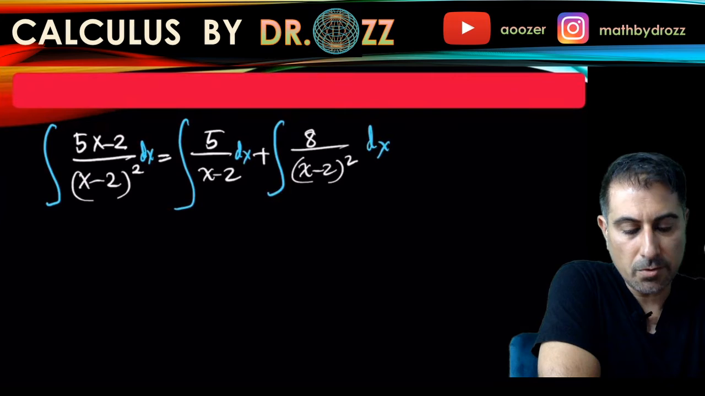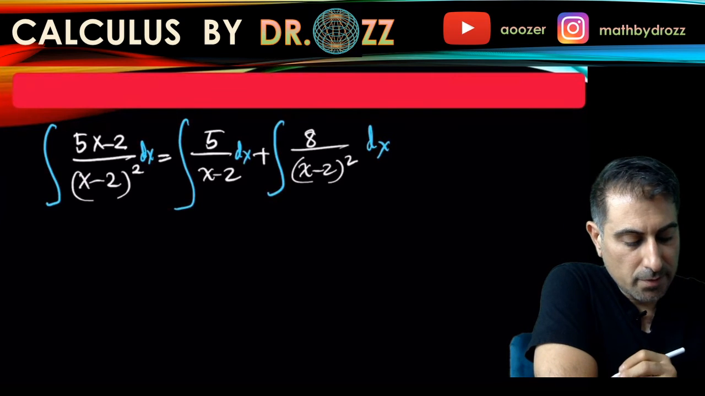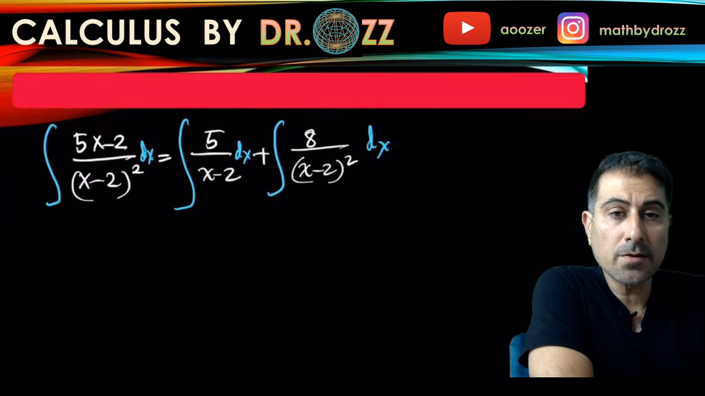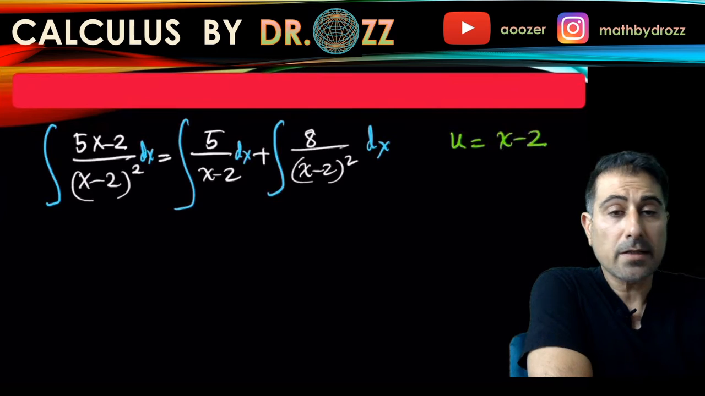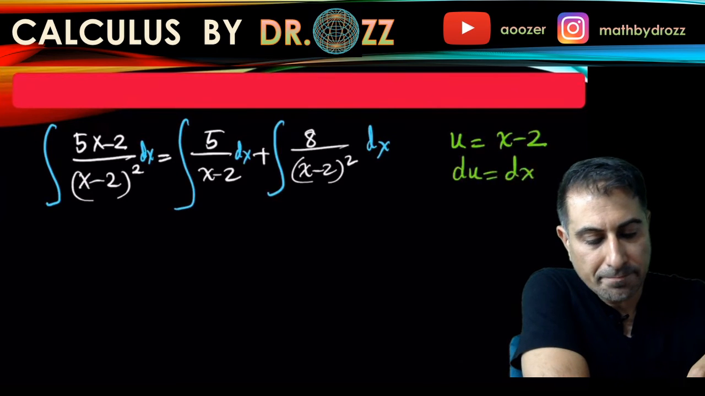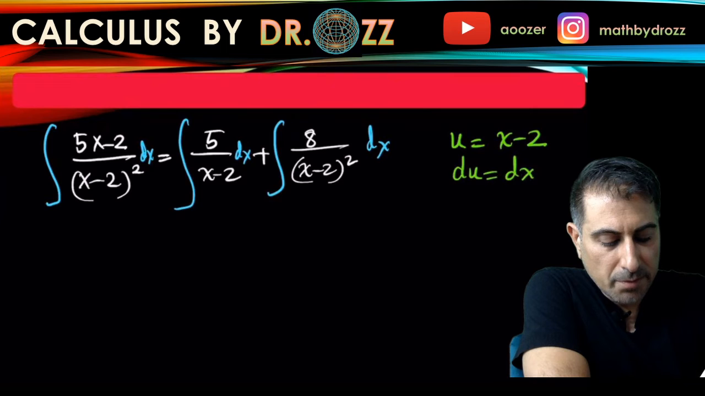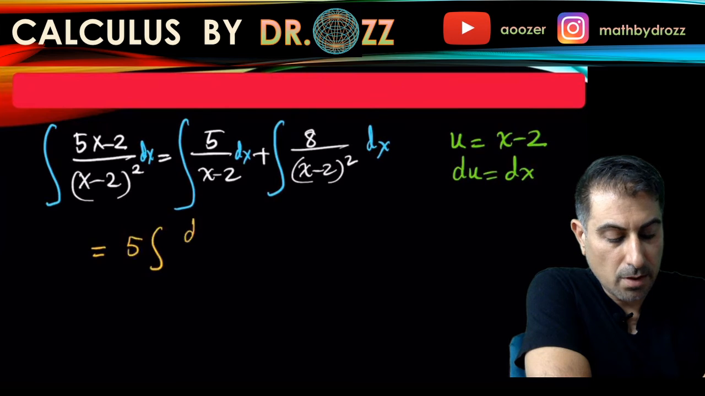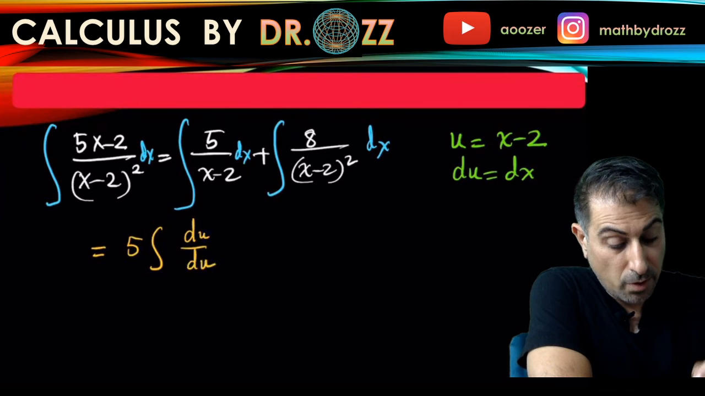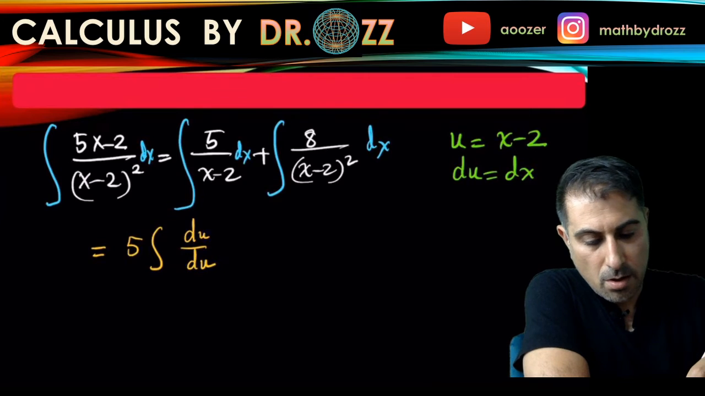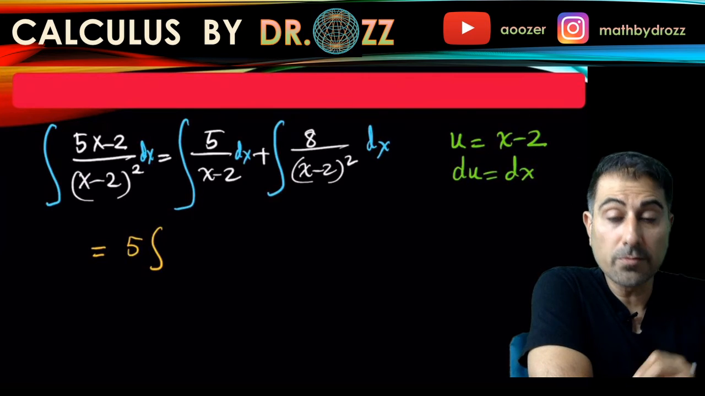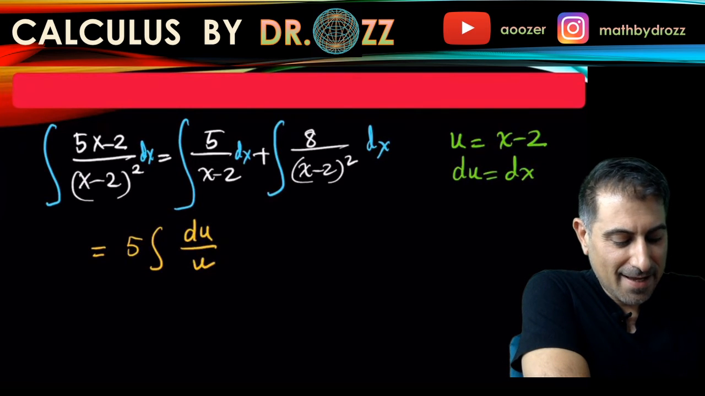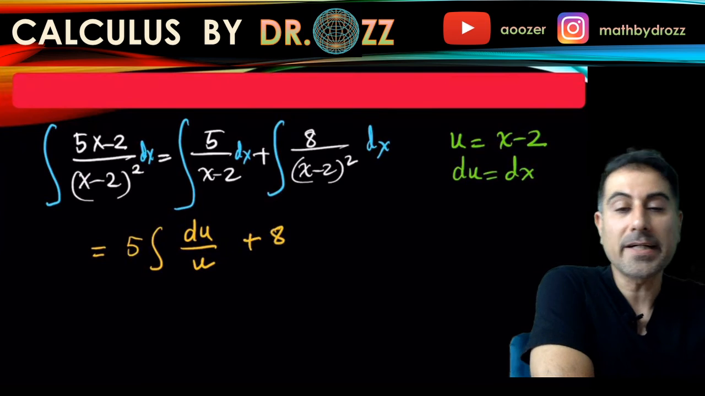Well, I think we're going to use u substitution for each case. We can use the same u, in fact. So let's take u to be x - 2 so that du is exactly equal to dx. Okay? So now this integral becomes 5 times du over u, in other words, 1 over u du. Plus 8 du over u².